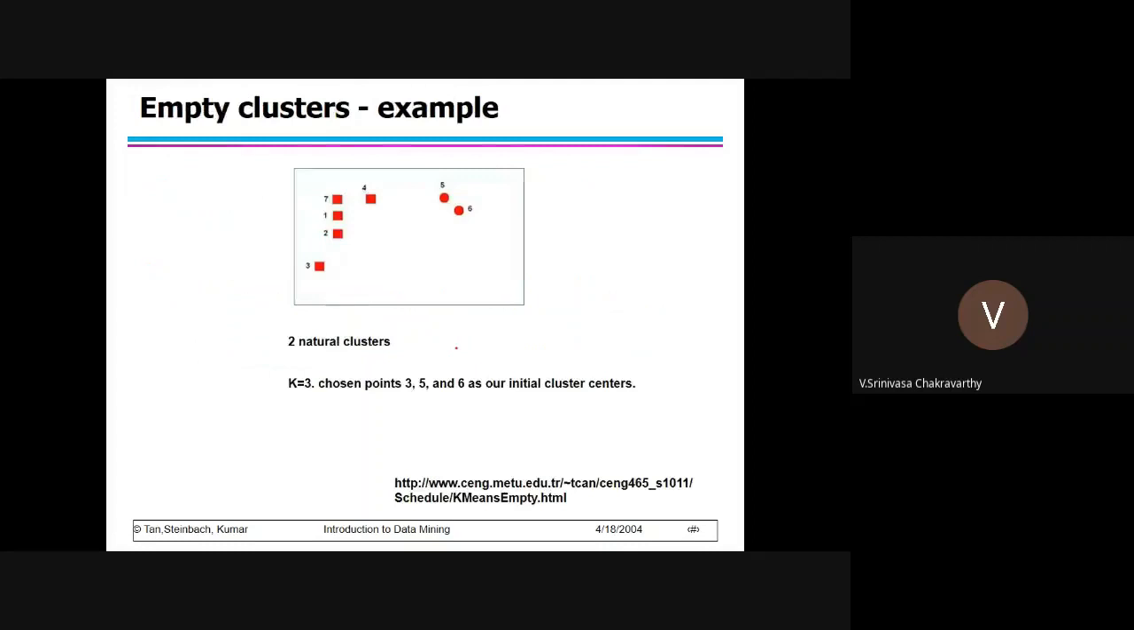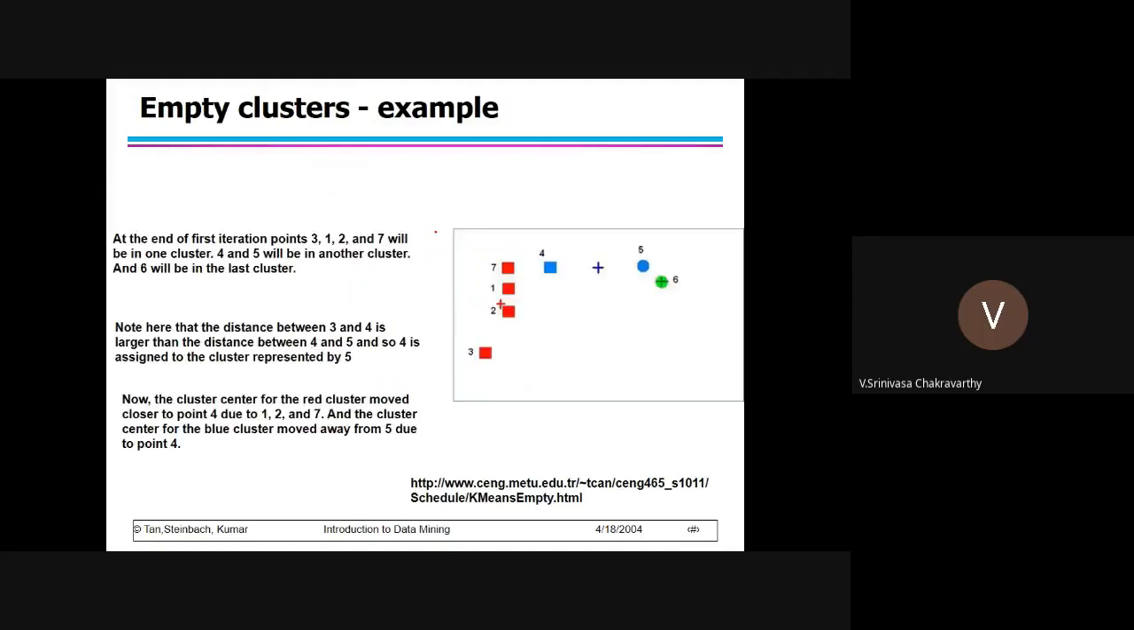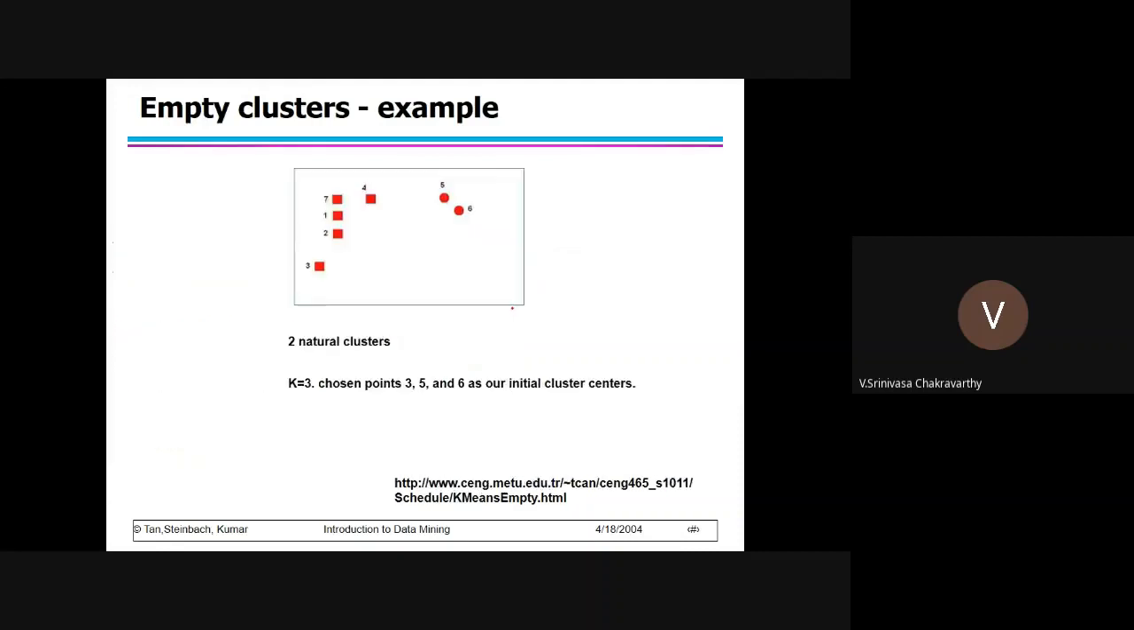So here is an illustration that shows how you can end up with empty clusters. These are the points in this data set. It's a very tiny toy data set: 1, 2, 3, 4, 5, 6, 7. There are 7 points. Initially I've taken 3 centroids, shown as plus signs, one here and one here, for the initial location.